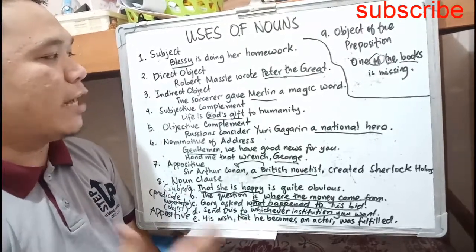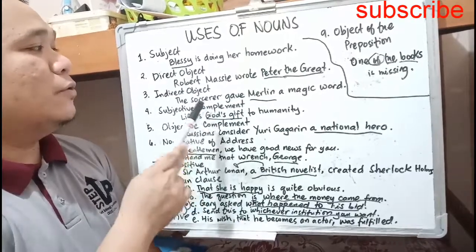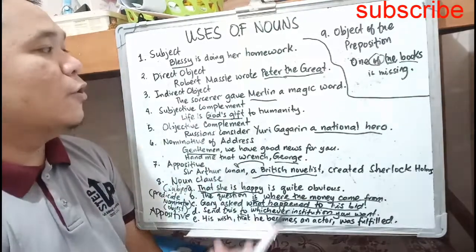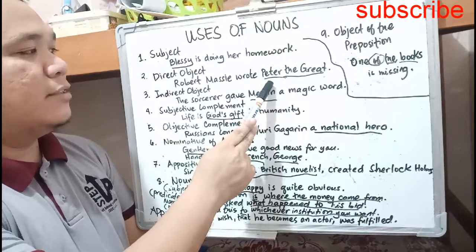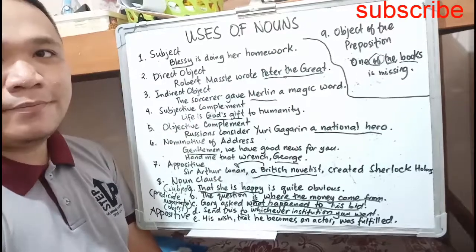Next, direct object. Robert Massie wrote Peter the Great. So the direct object here is found after the verb. Peter the Great is the direct object, written by Robert Massie.